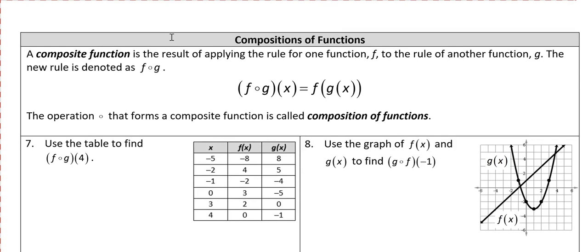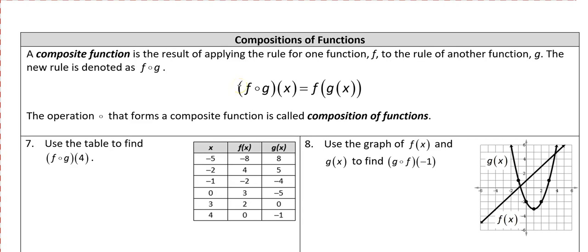All right, now we're going to talk about compositions of functions, which is a whole brand new operation. It's an operation you have never done before. So a composite function is the result of applying the rule for one function to the rule of another function. So the new rule is denoted as f with an open circle g.